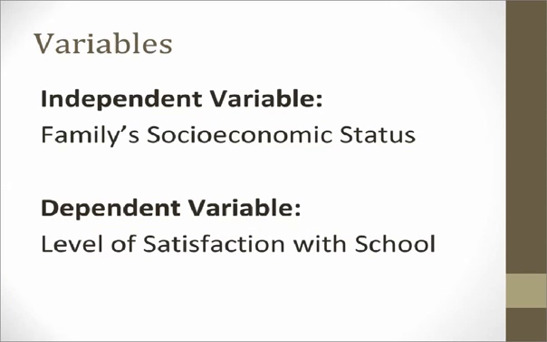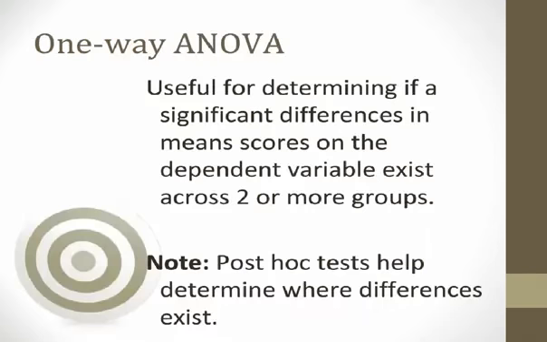Considering both the research question and the null hypothesis, you will note that the independent variable is family socioeconomic status. This has three levels: upper class, middle class, and lower class. The dependent variable is level of satisfaction with school. Since we have one dependent variable that is continuous and an independent variable with three levels, a one-way between groups ANOVA is a good choice to analyze our data.